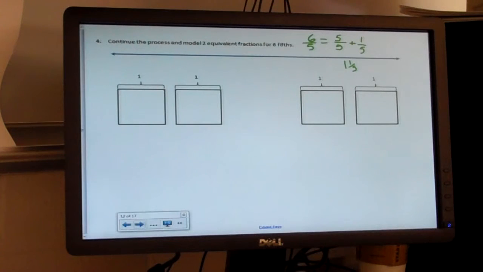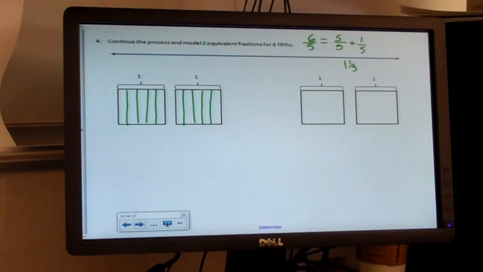Now, how are we going to represent 1 and 1/5 in these boxes here? What do you think we need to break each box into? How many parts? 5. How do you know? Because it's fifths. Right, because we're breaking it into fifths. The 5 is in the denominator. If you make 4 lines, that will give you 5 boxes.